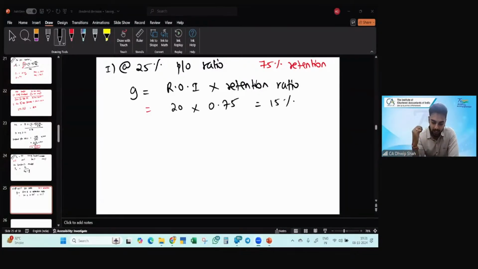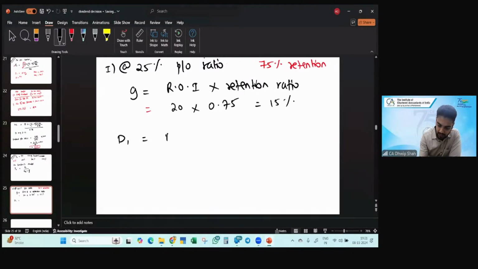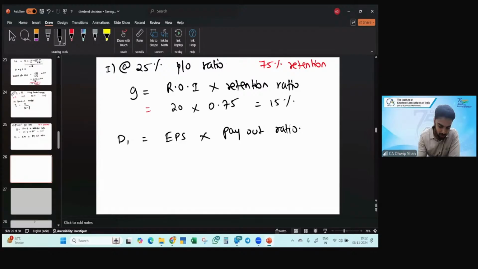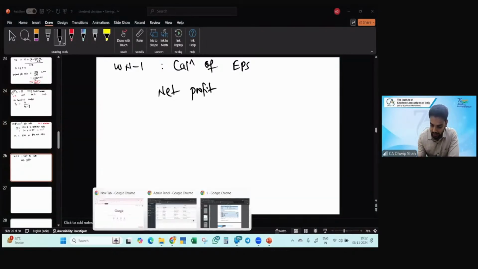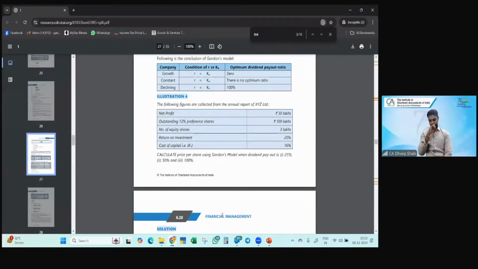Correct. Now let's calculate D1. D1 is nothing but earnings per share multiplied by payout ratio. Yes or no? So let's calculate earnings per share through working note. Calculation of earnings per share. Net profit is given. I guess it would be 6 only because all the details are same as the last question.